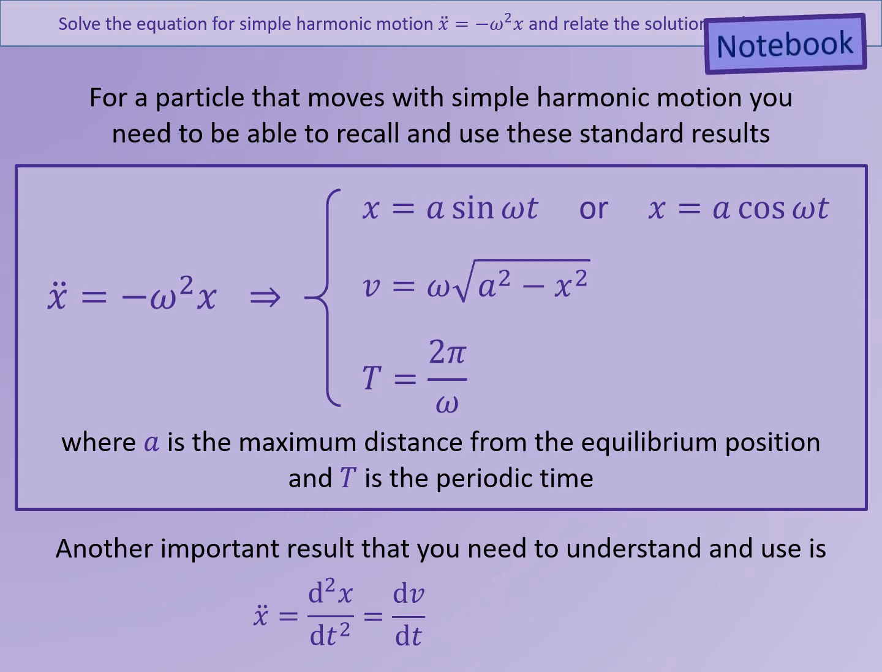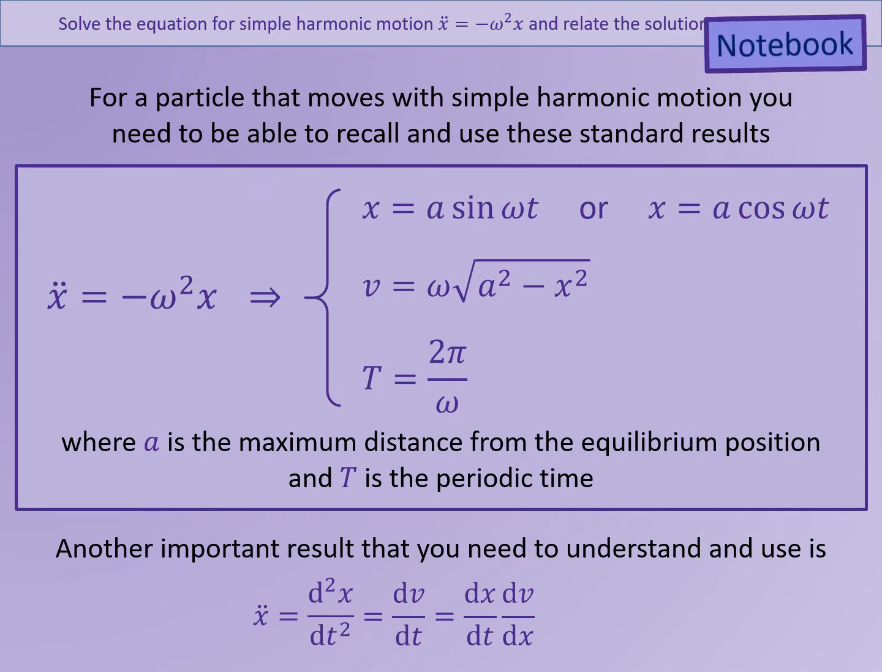Now if that's true, which it is, then I can change this by using chain rule. Because really, I could write that as the change in position over the change in time times the change in velocity over the change in position. Notice the dx cancels out, leaving you dv over dt.